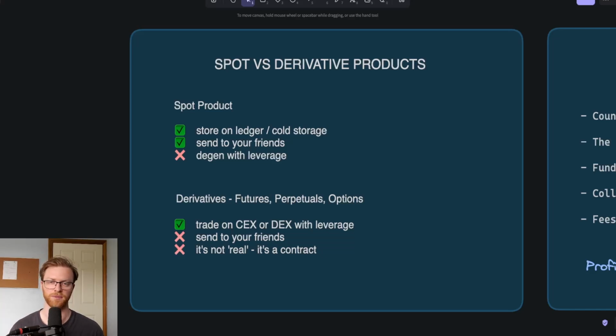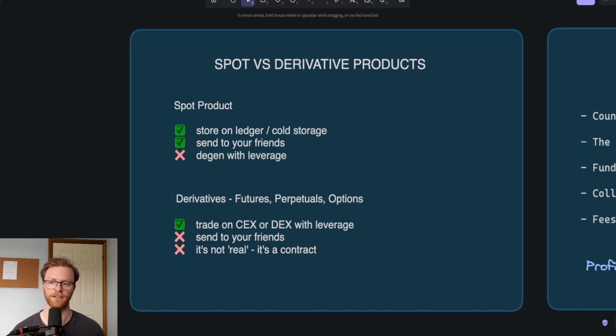So it tracks the price. You can use higher leverage. It is only specific to that exchange, and it's essentially a contract between you and whoever you're taking that trade with. You're saying, okay, I'm trading the price of Bitcoin. It's not the real Bitcoin, but I can make money if Bitcoin goes up or down, but it's not the real thing. I can't send a derivatives contract to my friend. I can't store it on a ledger. It's not the real thing. So that's the difference between the two products.